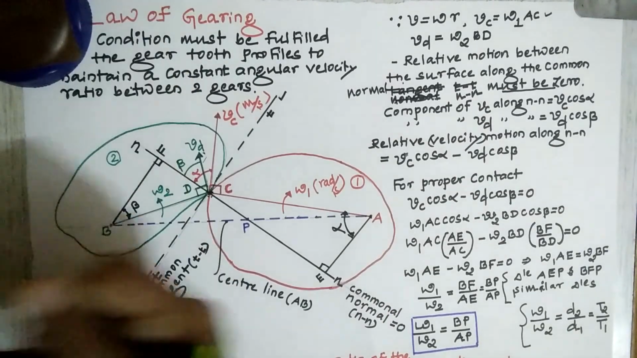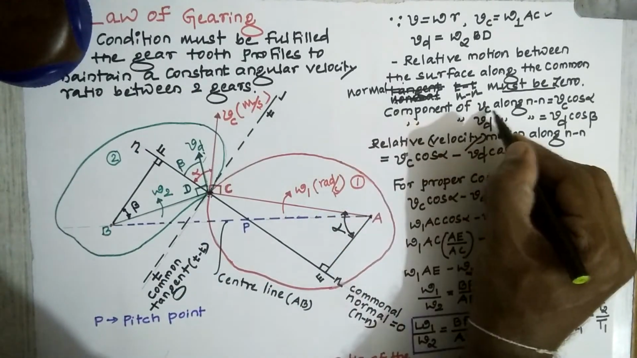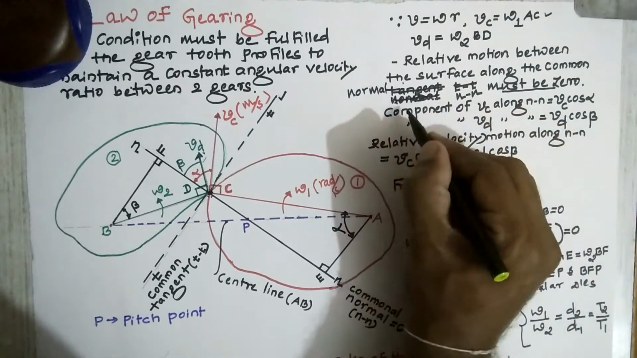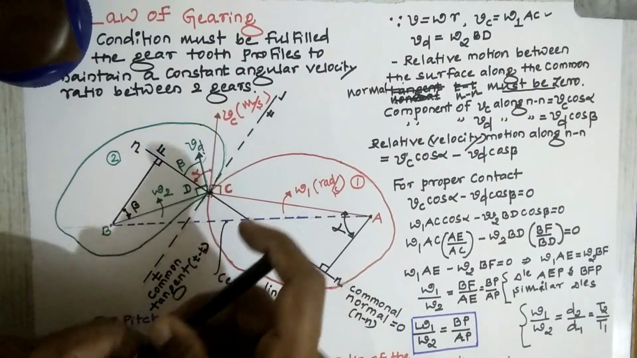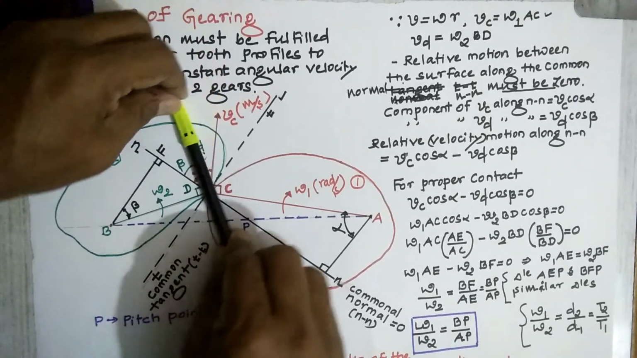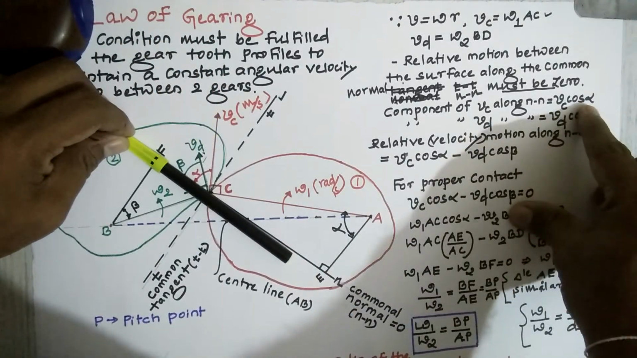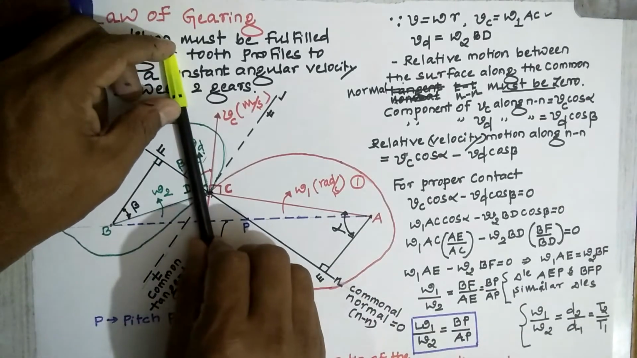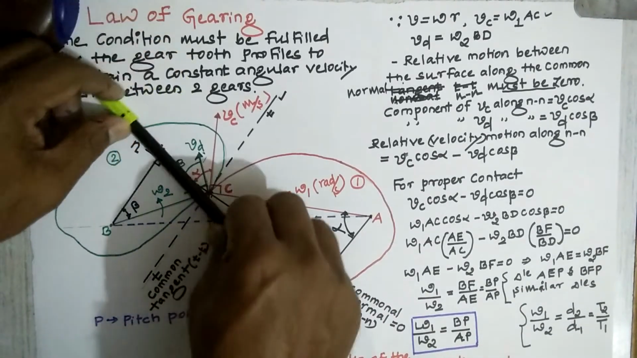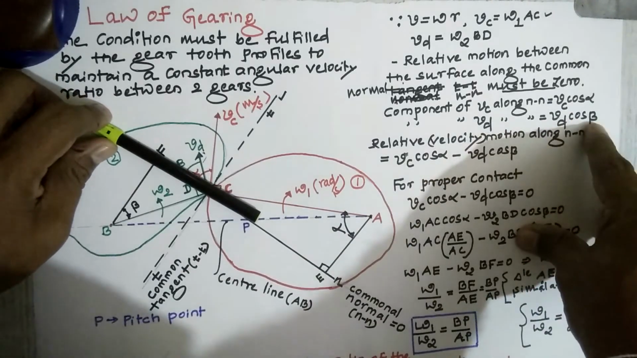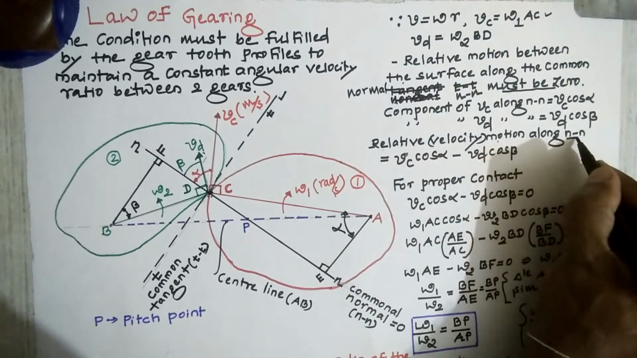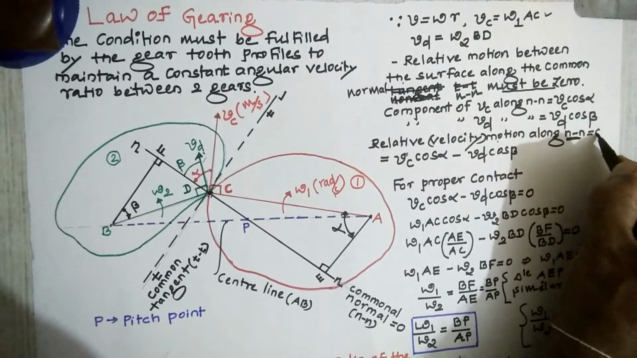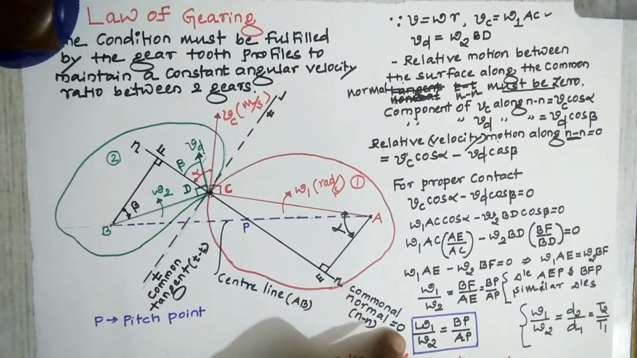That is the concept. Then the component of VC along NN, this is geometry, becomes VC cos alpha. Similarly, look at VD along the common normal, it comes as VD cos beta, that is a geometry concept. Then the relative motion along the normal NN, clearly they said, is 0. Here also I have written that the motion along the common normal should be 0.